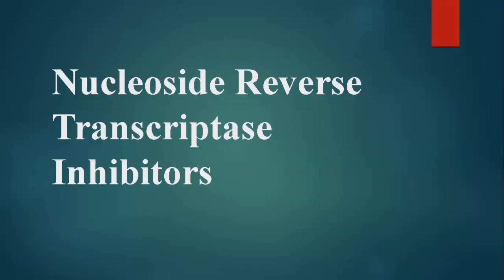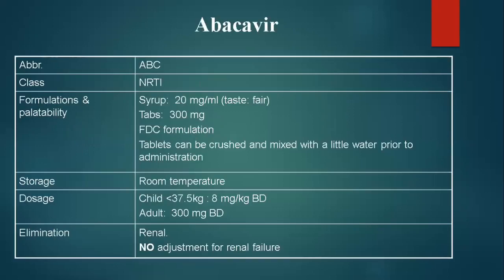So having looked at the 4 classes of drugs and their mode of action, now we're going to look at the drugs to be specific under those classes. So we'll start with the first class, which is the nucleoside reverse transcriptase inhibitors. Under this class, we have the first drug, which is abacavir, abbreviated as ABC.